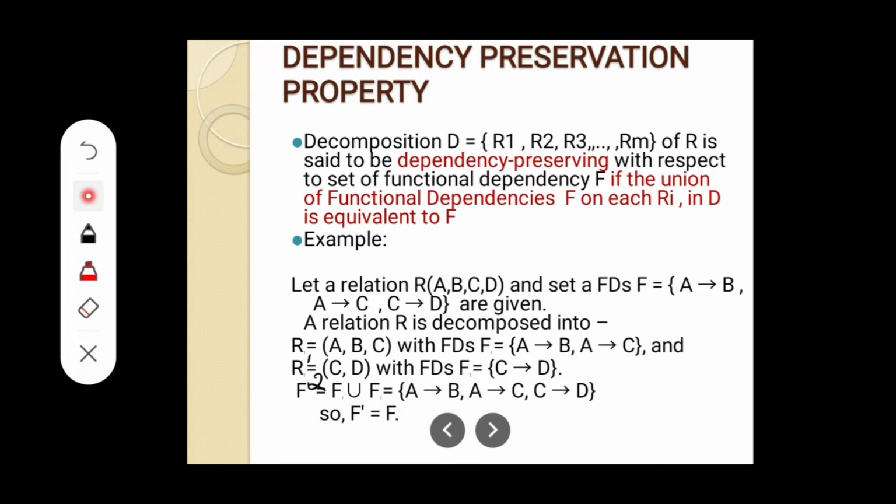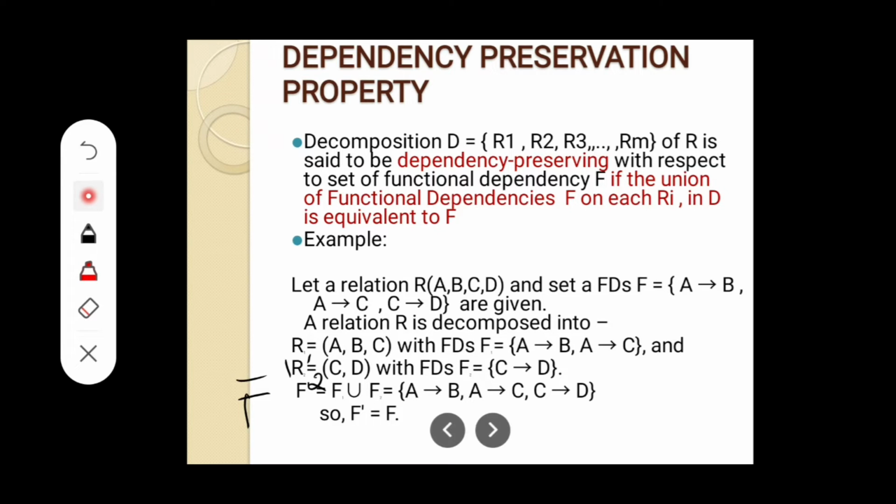Now we will take the union of F1 and F2. F1 union F2 is actually represented as F dash. So F dash equals F1 union F2. So what is F1 union F2? A determines B, A determines C, and C determines D. So this is F1 union F2, which is equal to F dash. Clear? Look at here. So F dash is this one. What is F? F is this one. That means that F dash is equal to F.